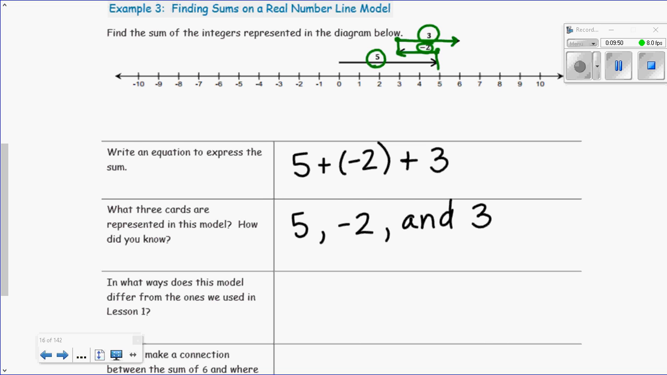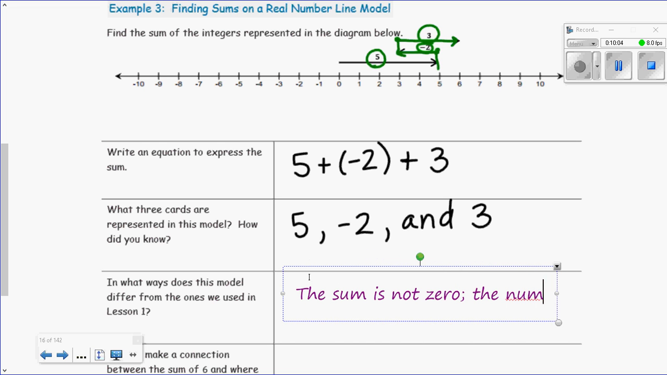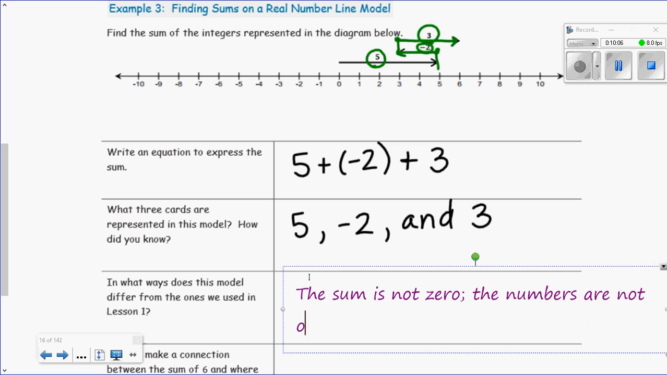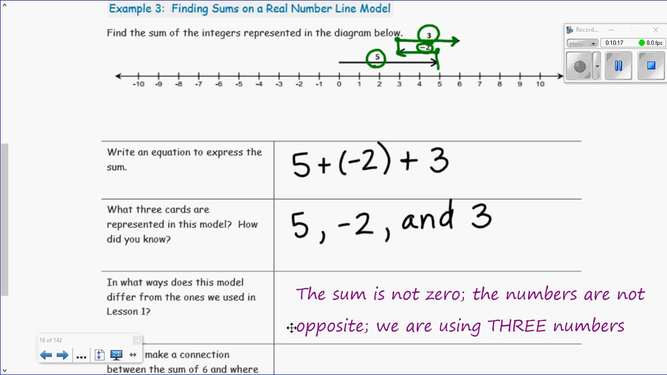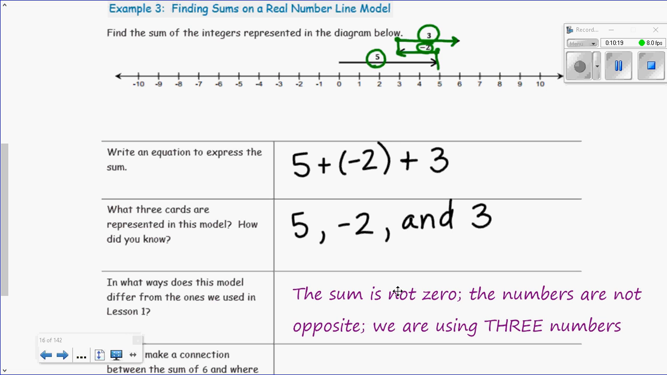Okay, in lesson 1, we were talking a lot about opposites. So the sum here is not 0. The numbers are not opposite. Also, we are using 3 numbers. So quite a few ways that this is a little different.